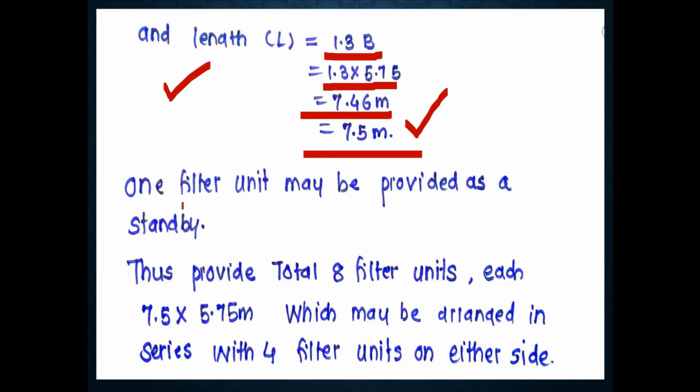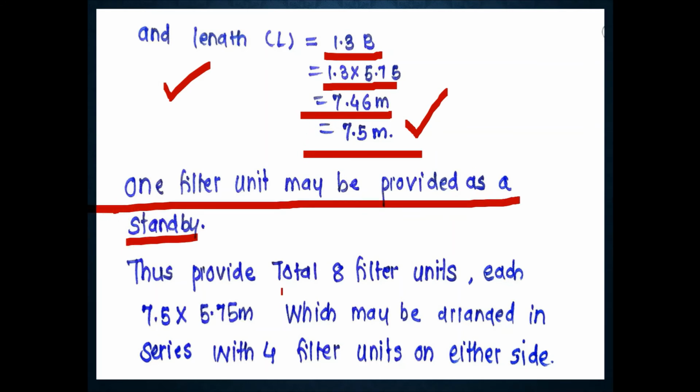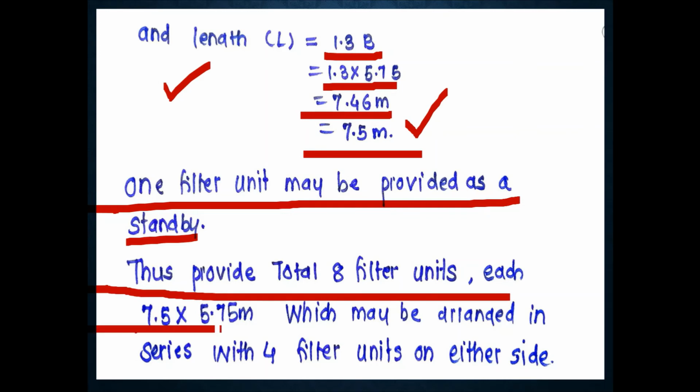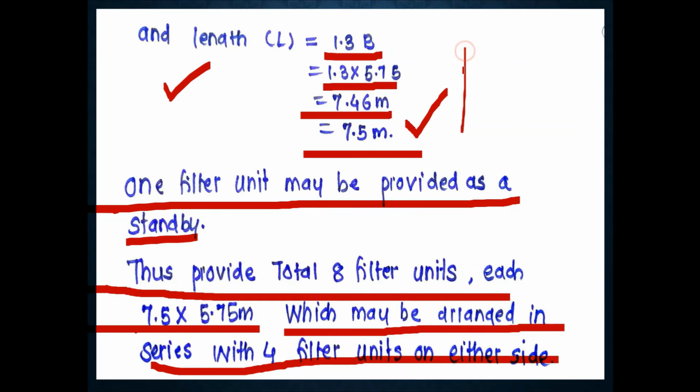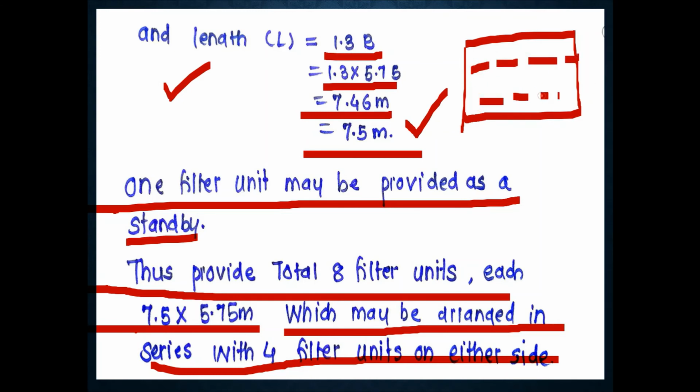And one filter unit may be provided as a standby out of these 8 filter units. Hence the final answer: provide total 8 filter units, each of size 7.5 into 5.75, corresponding to length and width, which may be arranged in series with 4 filter units on either side. Arranged in series means interconnected with each other, 1, 2, 3, 4 in this fashion, then 5, 6, 7, 8, and like this 4 units are placed on either side.